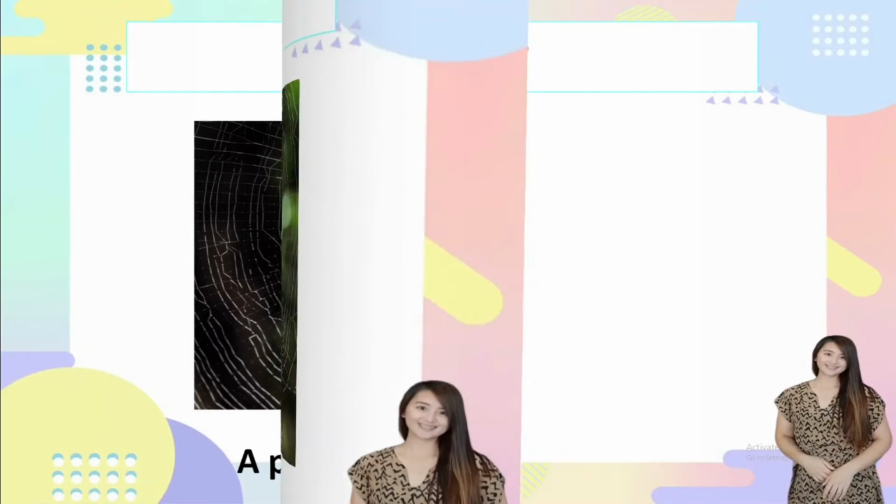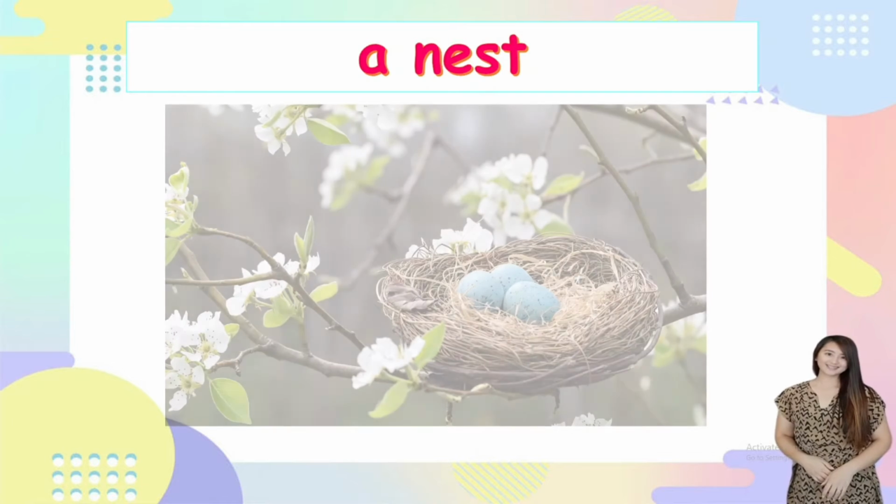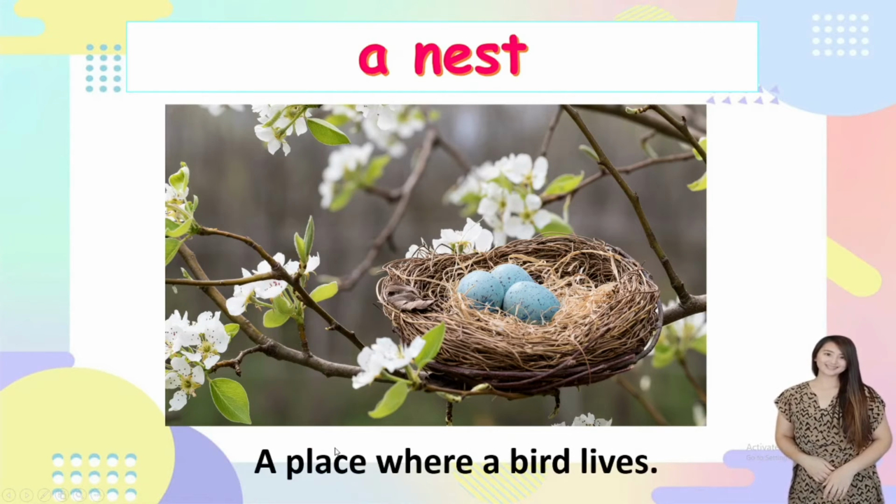Next, we have a nest. This is a nest. Can you guess what animal lives here? You see, there are 3 eggs. So it's a place where a bird lives. A nest is a place where a bird lives. A nest.